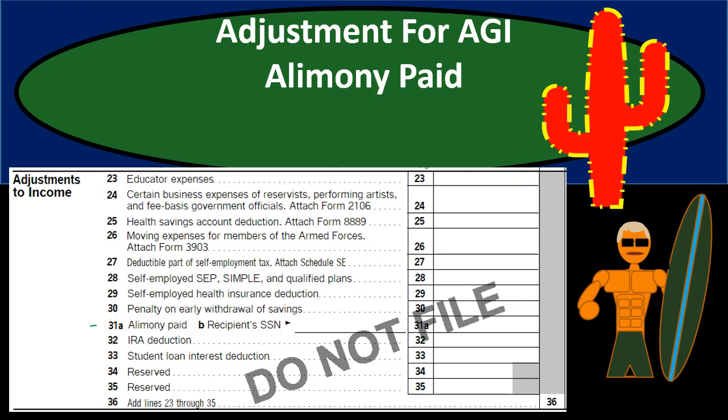In this presentation, we will take a look at adjustments for AGI related to alimony paid. Remember that adjustments for AGI are going to be the above-the-line deductions, not the itemized deductions. Here is an example of the Schedule 1 where the adjustments for AGI will be. We're down here on line 31A and B.